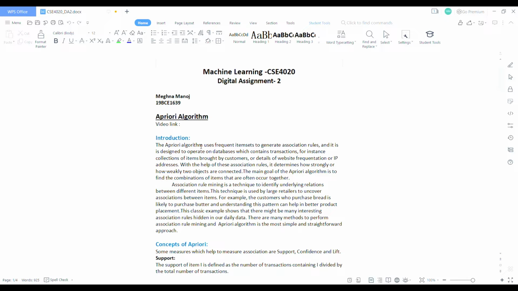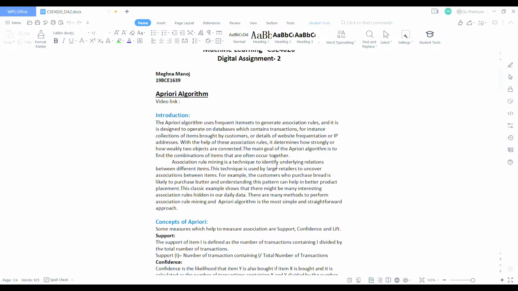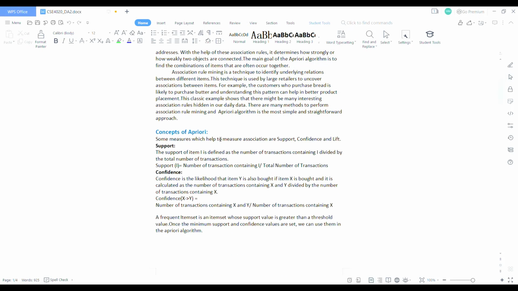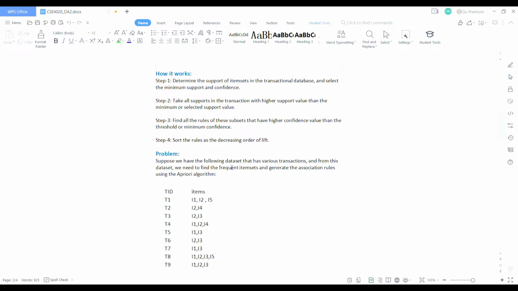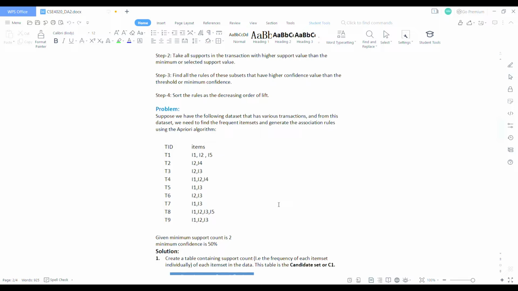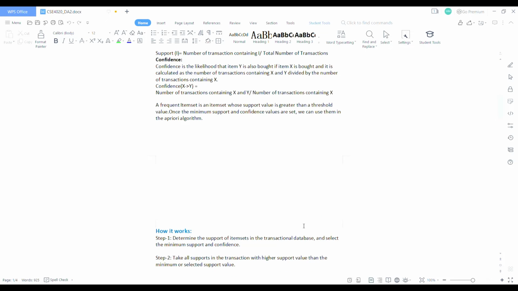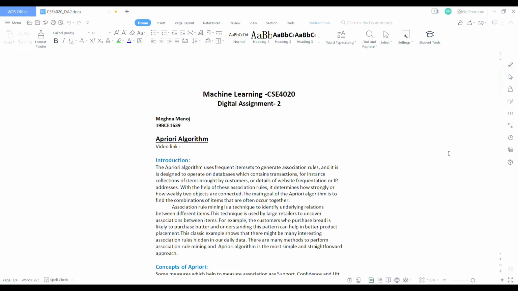So we'll go through a brief introduction to the a priori algorithm, some concepts of a priori, how the algorithm works, and a problem in order to get a clear understanding about the algorithm. And then we'll also move on to an implementation in the RapidMiner software.